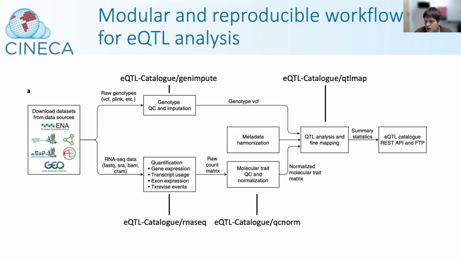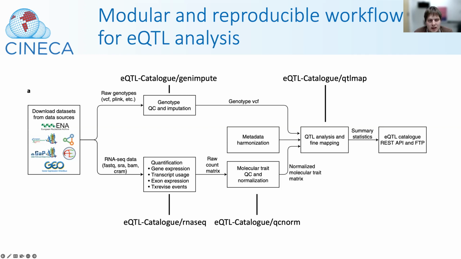So how do we approach this eQTL analysis problem then? What we've come up with by trial and error is that instead of having a single workflow that does everything from the beginning to the end, it's much better to have modular sub-workflows that do one specific task really well. So in the eQTL catalog, we've got 4 different workflows. We've got GenImpute for genotype imputation.